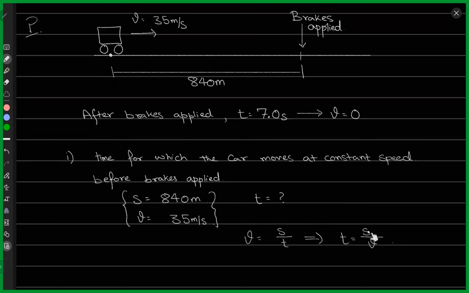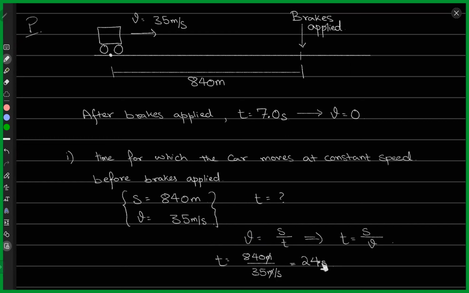Now I know everything, I'll just put in the values. So the displacement before the brakes are applied is 840 meters. The velocity before the brakes are applied is a constant velocity of 35 meters per second. So this becomes, if I do the math, 24 seconds.